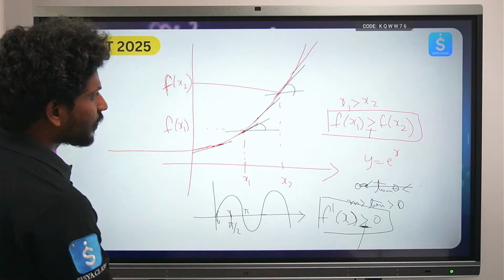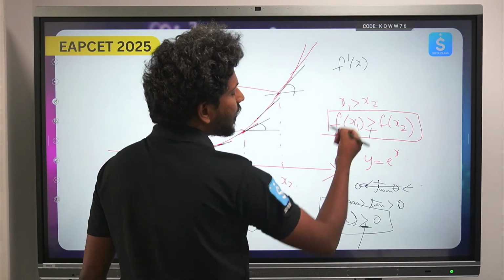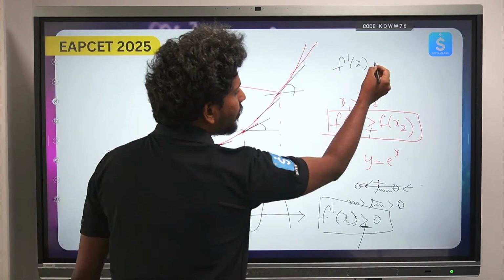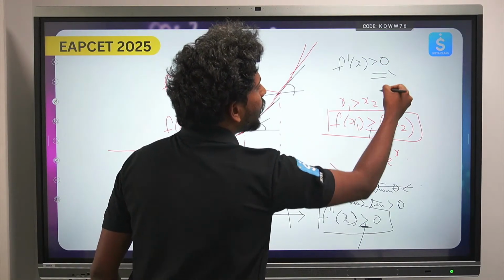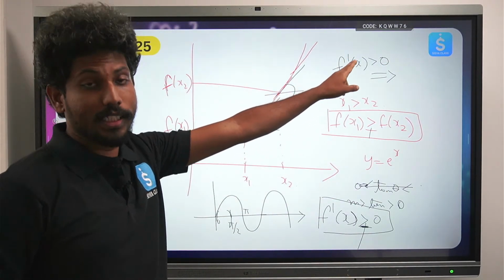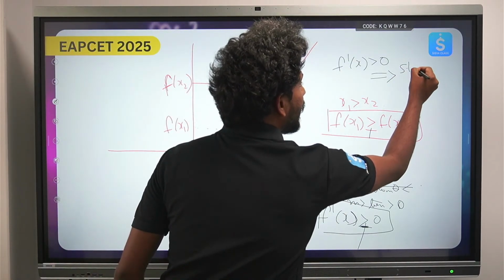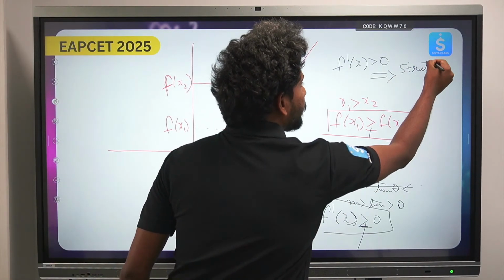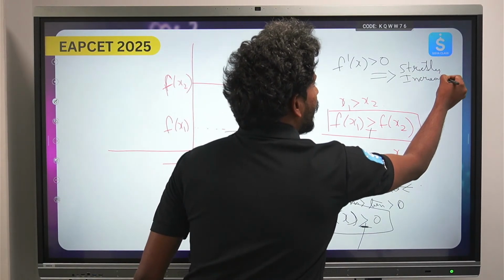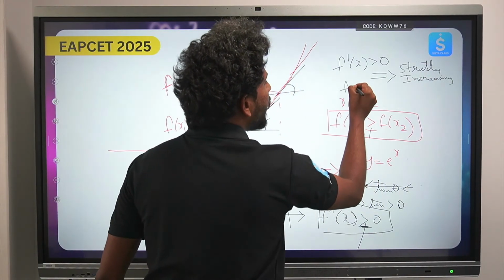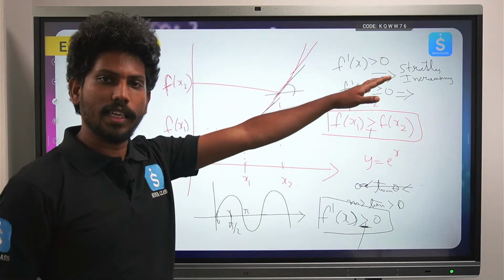So just for the sake of reference, take a look: if f dash of x at each and every point within the specified domain is greater than 0, then we can conclude that this is a strictly increasing function, right? We can say that this is a strictly increasing function. And if we say that f dash of x is greater than or equal to 0, we can say that this is a monotonically increasing function, right?